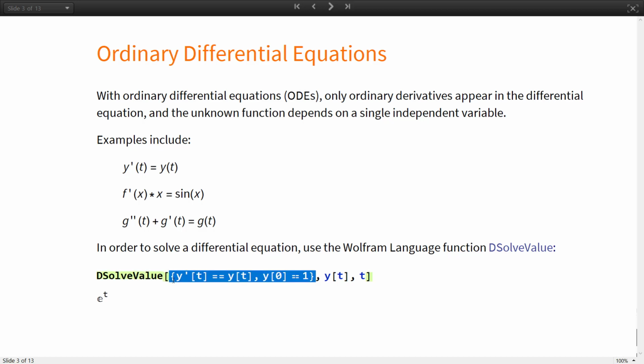The first argument of DSolveValue is a list containing the differential equation being solved, along with any initial conditions that may be present. The second argument specifies the dependent variable in the differential equation, while the third argument defines the independent variable.